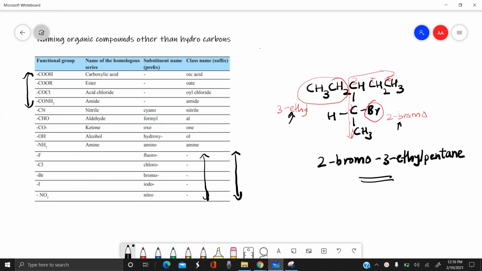pen. So when there are only halo groups or alkyl groups, the suffix depends upon the saturation. So if there are no double or triple bonds, it's alkane. If there is a double bond or triple bond, it's ene or ine.